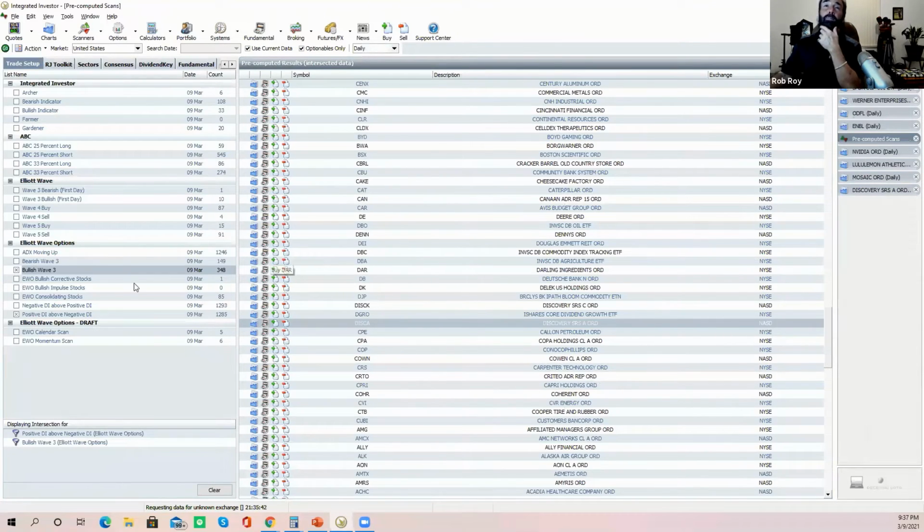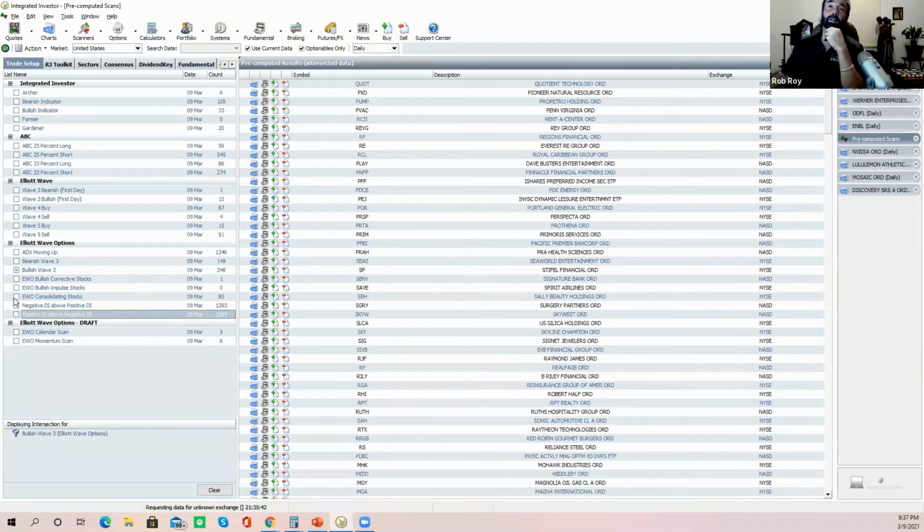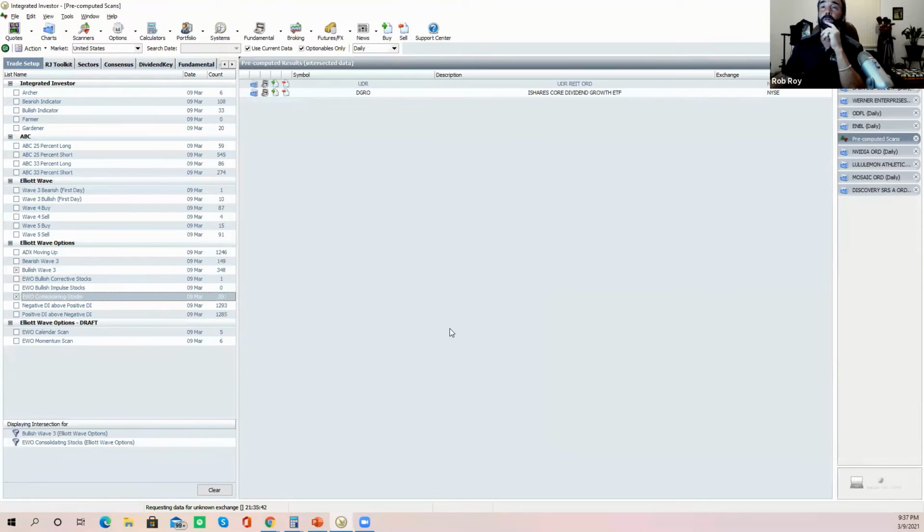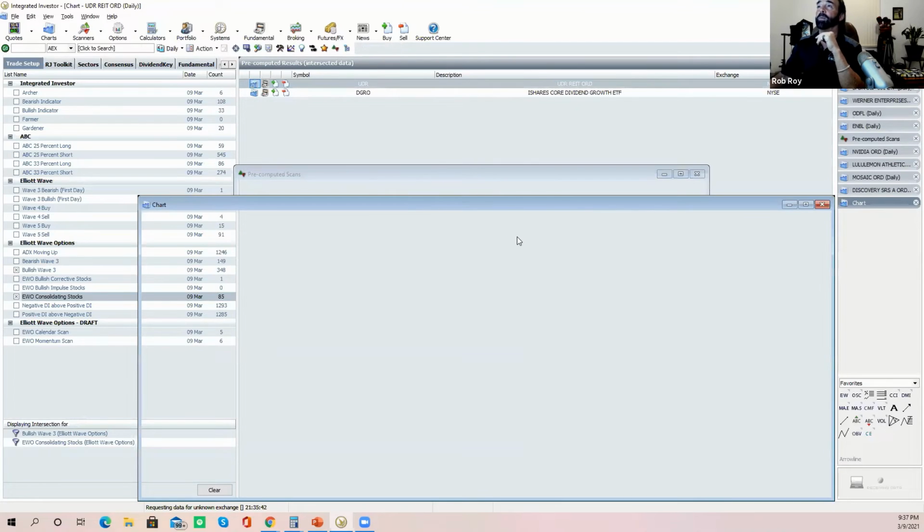So let's go back here and let's try consolidating stocks in a bullish wave 3. Now we're talking. So we've knocked it down to a couple. So dividend growth, I think that's actually a pretty smart place to be right now.